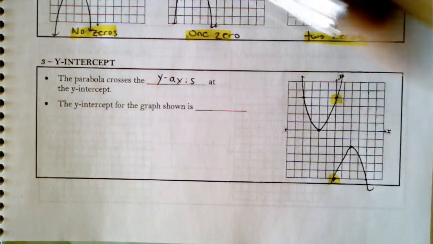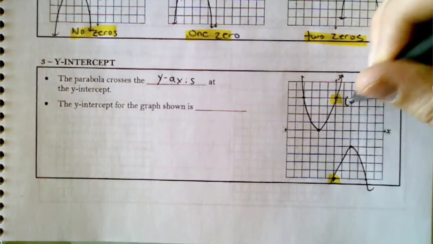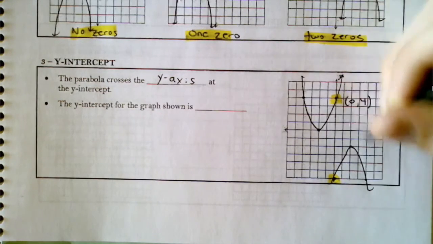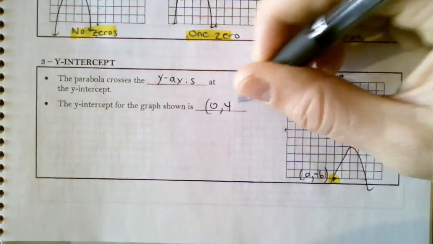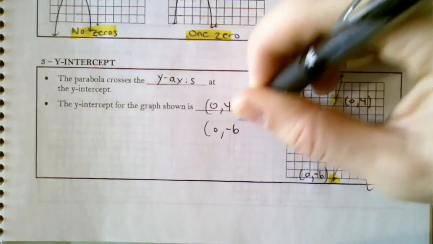Two different parabolas. The first one, well, that point would be 0, 4 because we're up 4, and this one would be 0, -6. So we have 0, 4, and 0, -6.